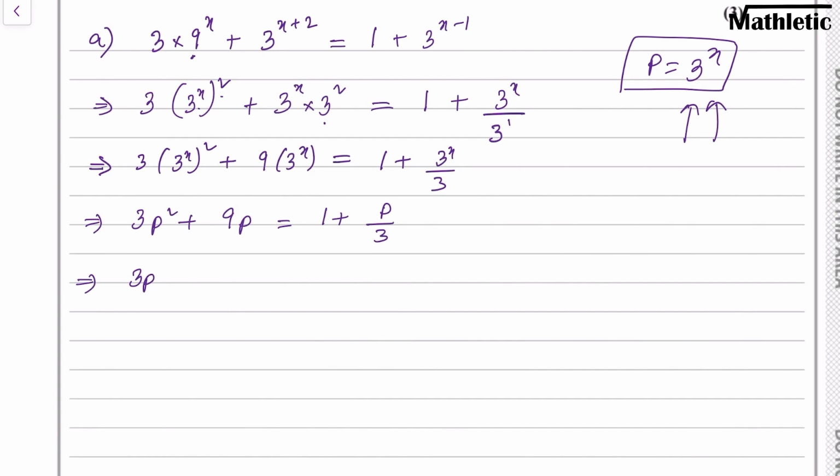So for simplification at the right side, we have 1 here, so 3 plus p, and at the left side we have an imaginary one, so you can just cross multiply this.